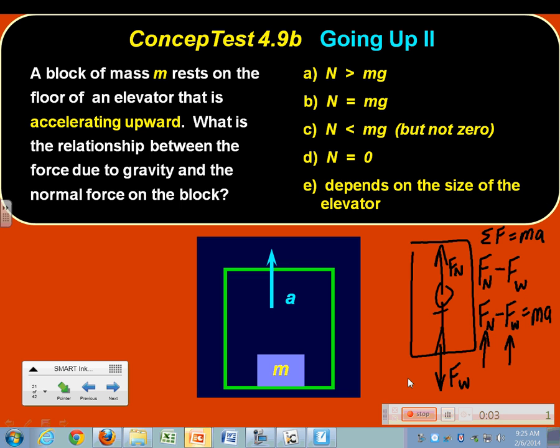I'll give you a hint. It is either A or B. Those were the two most popular answers, and one of those is correct. But which is it?